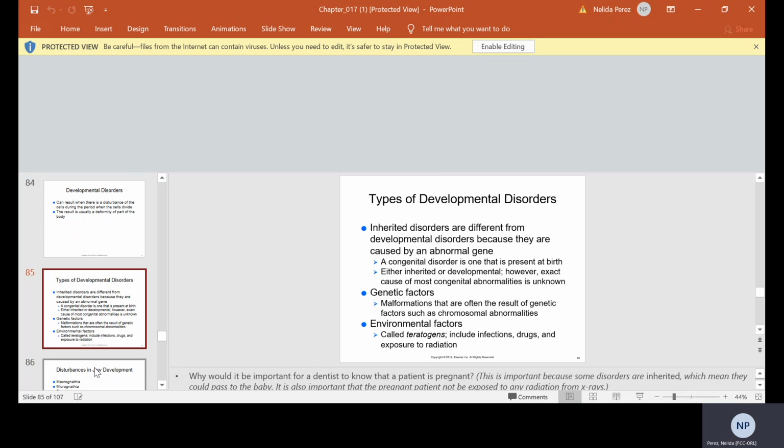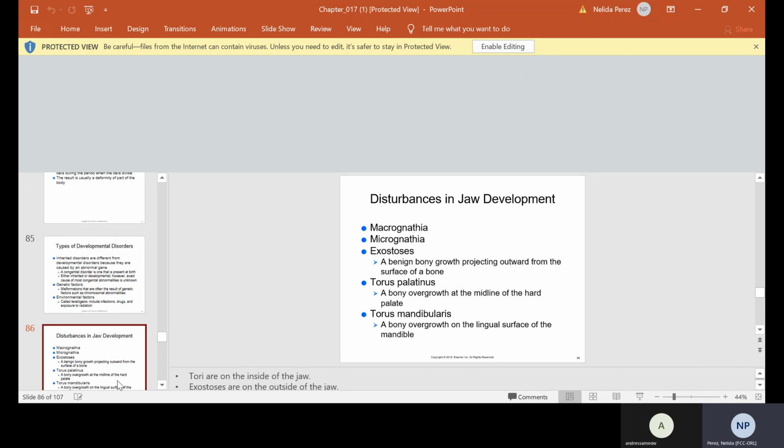Inherited disorders are different from developmental disorders because they are caused by an abnormal gene. A congenital disorder is one that's present at birth, either inherited or developmental. However, the exact cause of most congenital abnormalities is unknown. Genetic factors, such as chromosomal abnormalities, are often the result of malformations. And then you have your environmental factors, which are called teratogens, and include infections, drugs, and exposure to radiation.